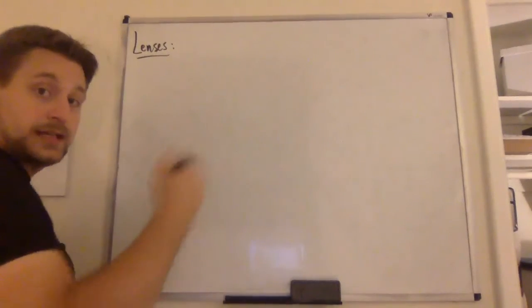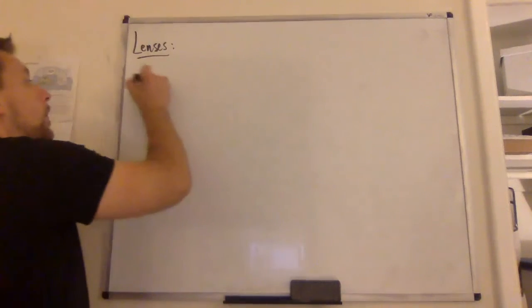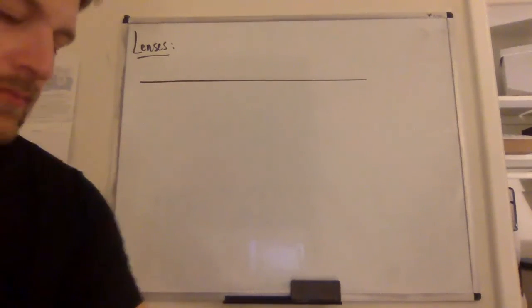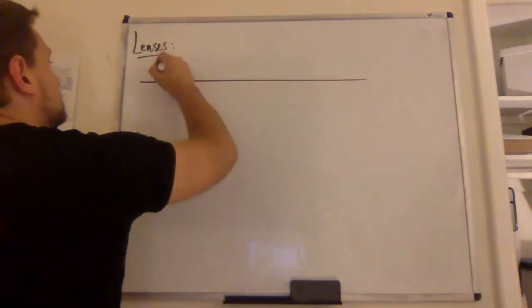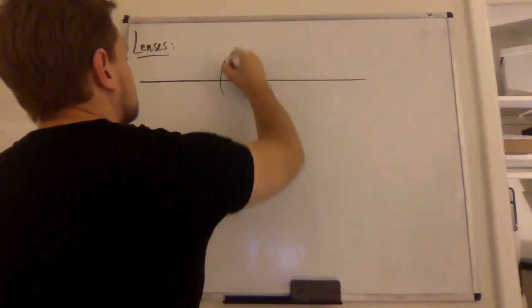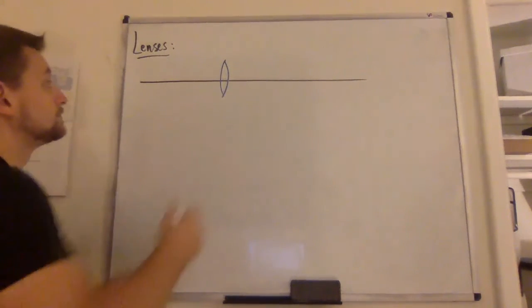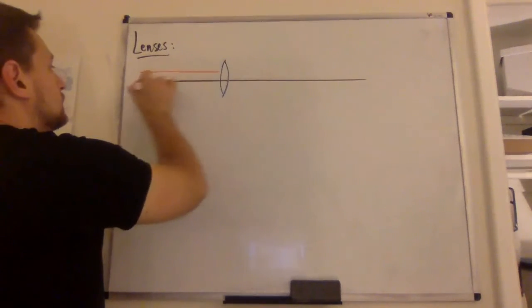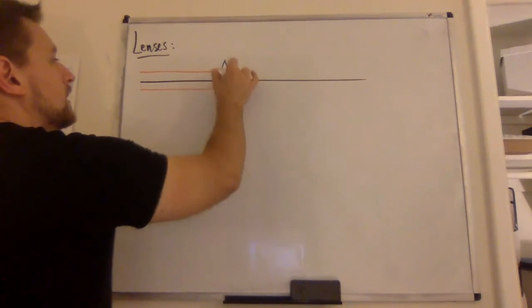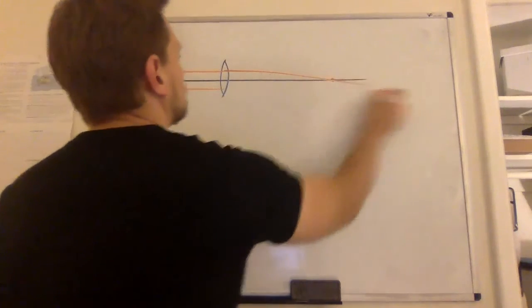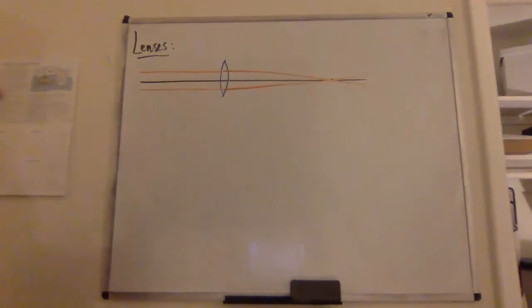We've already looked at a thin spherical lens. We had an optical axis. We put a lens that had convex curvature on both sides in the path of some parallel rays, and we found that they focused to a point. We called that the focal length.